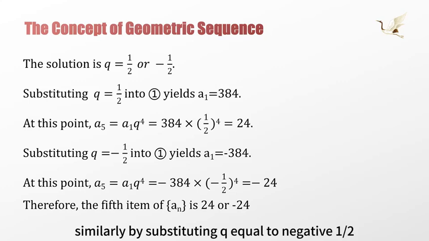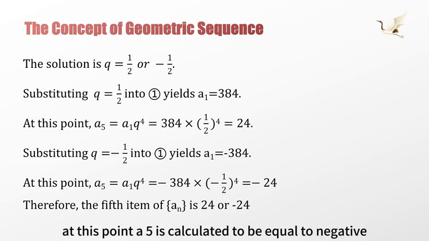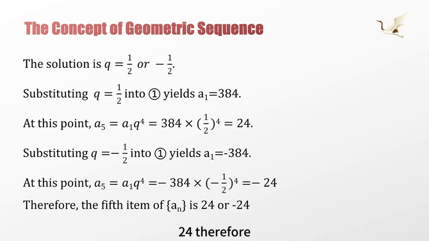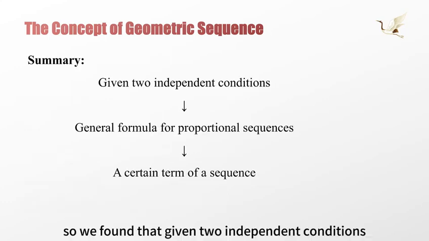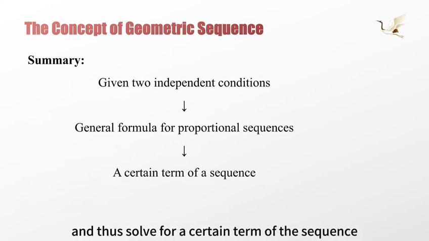Similarly, by substituting q equal to -1/2 into equation 1, we obtain a_1 equal to -384. At this point, a_5 is calculated to be equal to -24. Therefore, the fifth term of the sequence a_n is plus or minus 24. So we found that given two independent conditions, we can find the formula for the general term of a geometric sequence, and thus solve for a certain term of the sequence.